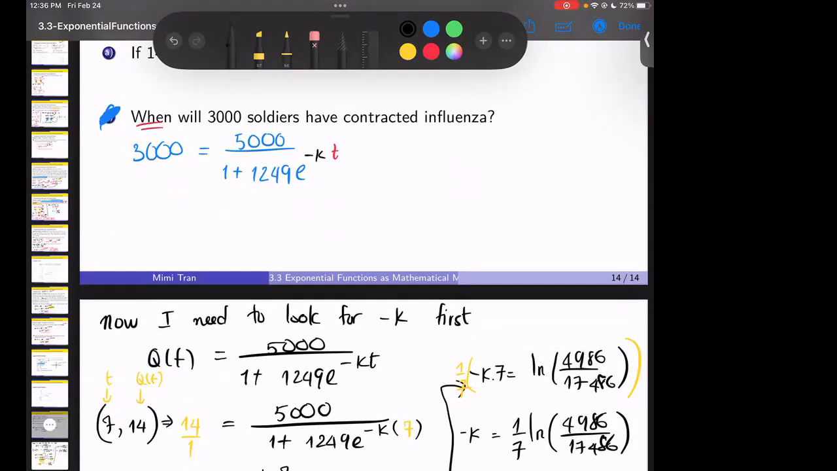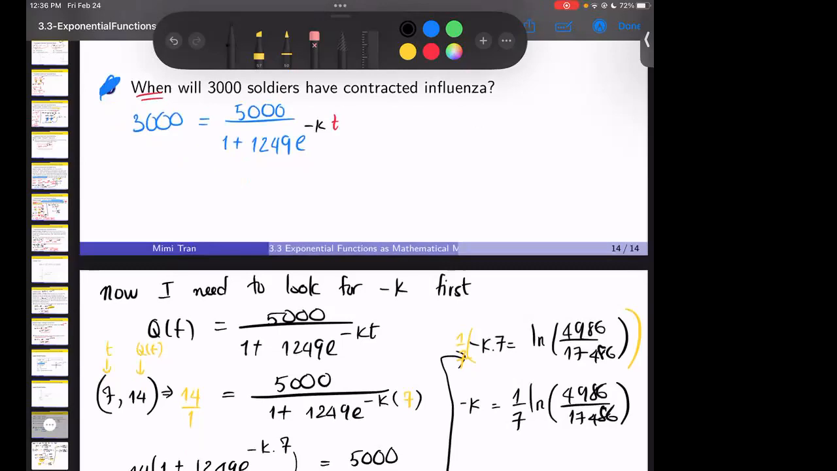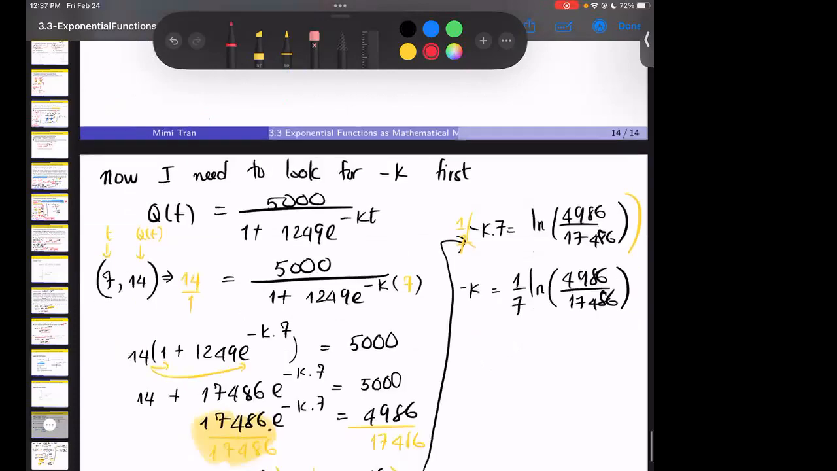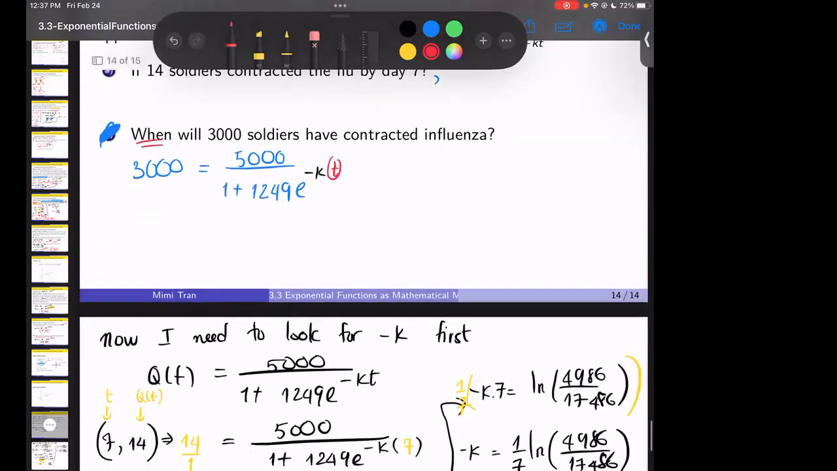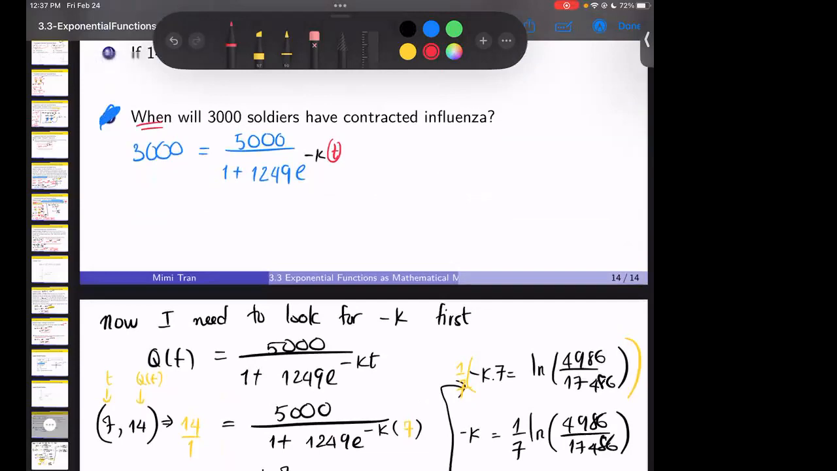Do not plug in negative K right now. The reason being that it's too much writing, right? Just leave it as is. Just solve for t first. Let's solve for t first. Leave negative K as this letter, and we'll plug it in at the end. So we solve another one. Why don't you guys solve for this? I want you to solve for t, exactly like I did down here.